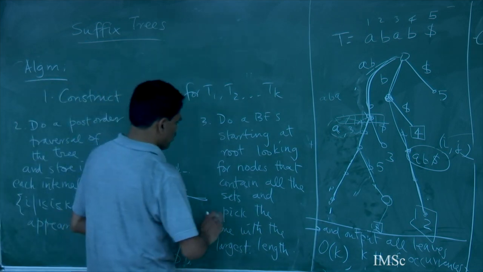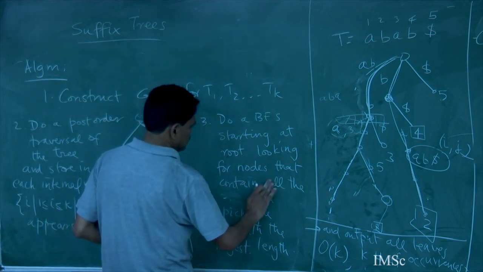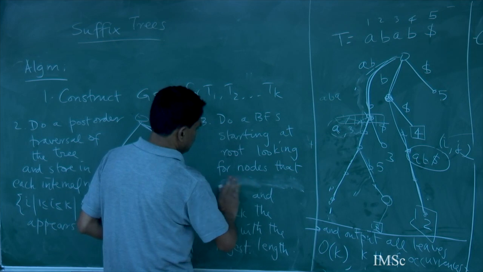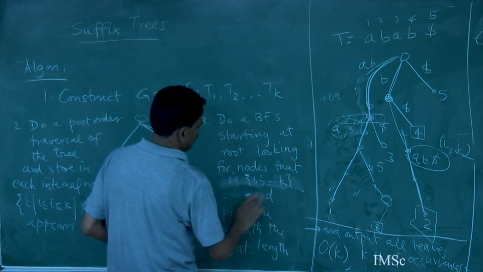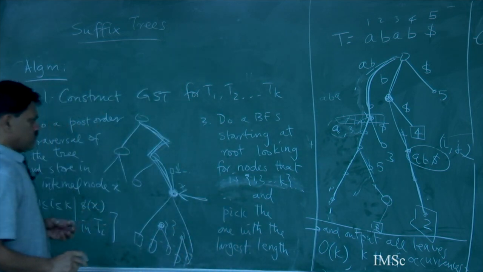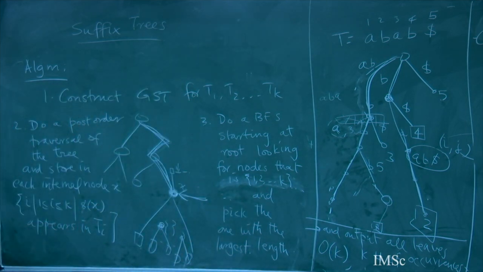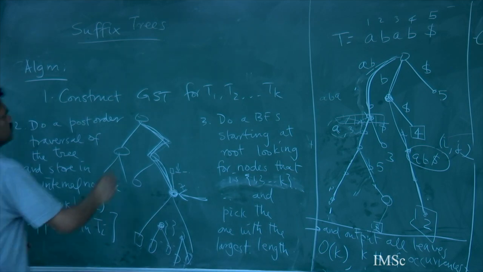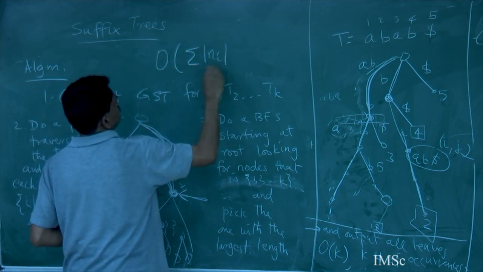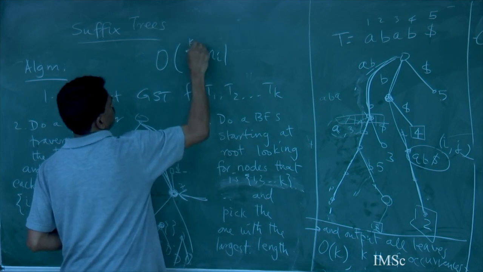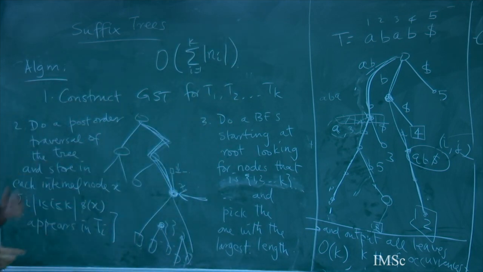So, all the sets, I mean, that is basically 1, 2, up to k. So, overall time is linear, which is sort of the best you can hope for.